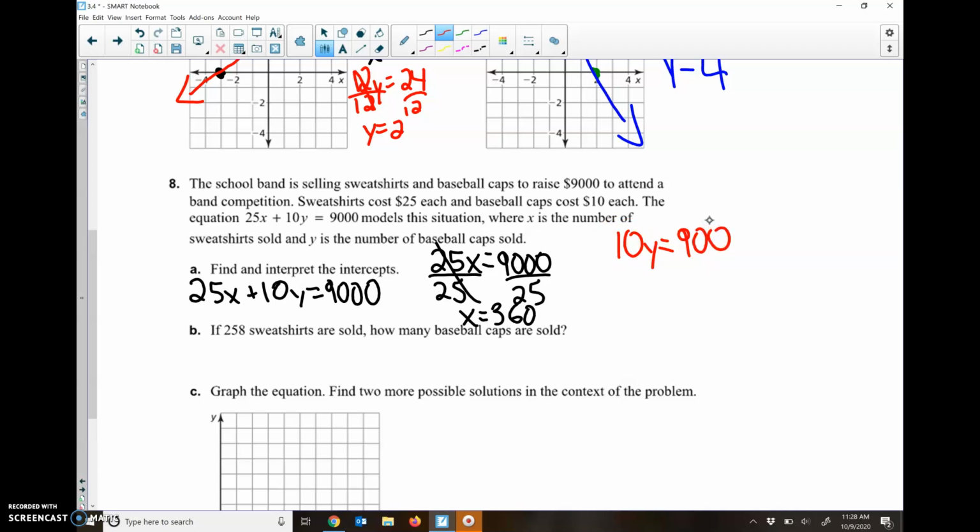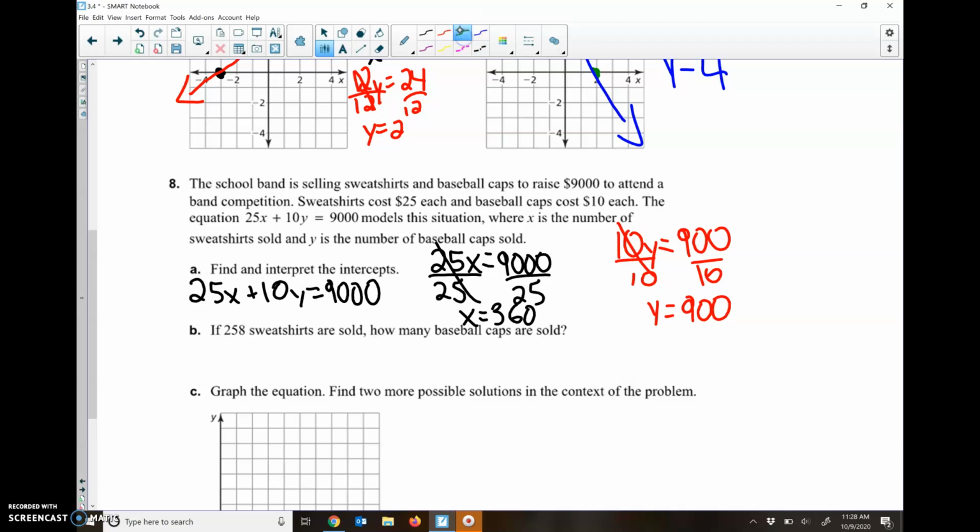Okay, now let's figure out the y-intercept. So 10y equals 9,000. Divide both sides by 10, and here's the 900 I talked about earlier. So y equals 900. So I could have also sold only baseball caps, and I would have had to sell 900 baseball caps then to get to my $9,000. Again, very unlikely that I just sold all of one thing and zero of another.